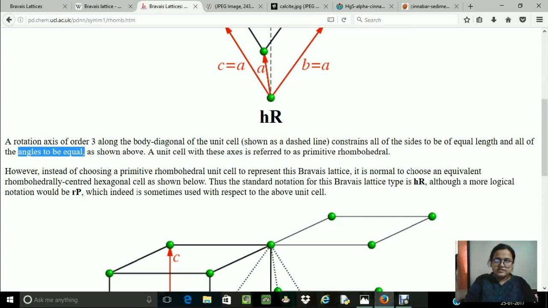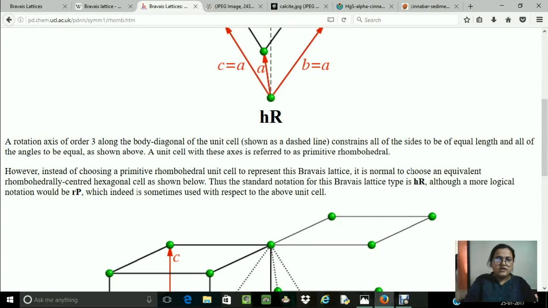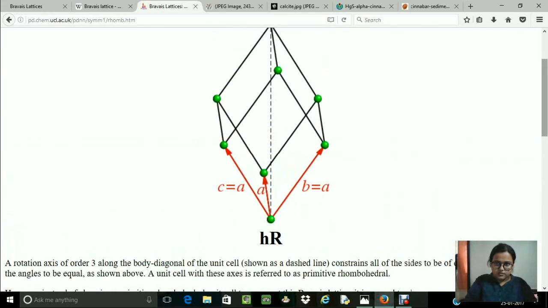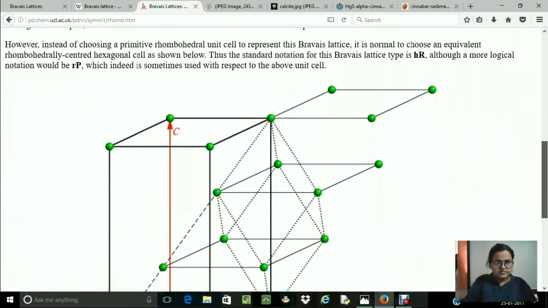As we can see, all the angles are equal and all the sides are of equal length. A unit cell with these axes is referred to as primitive rhombohedral. So this basically is the primitive rhombohedral structure, this one. Okay. So now we'll go to our rhombohedral I-centered structure.